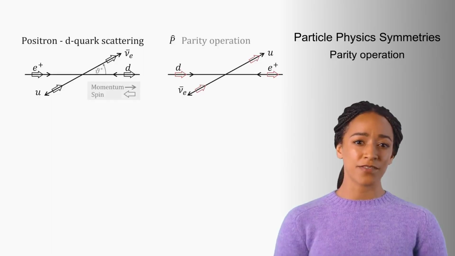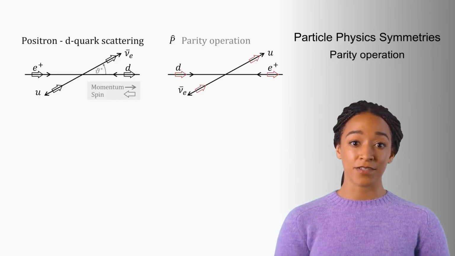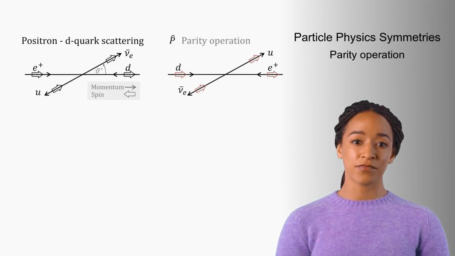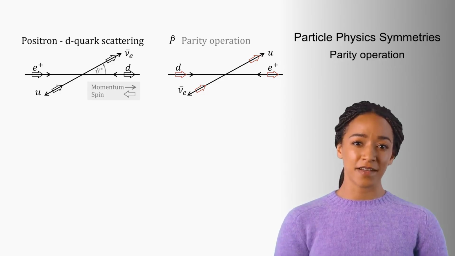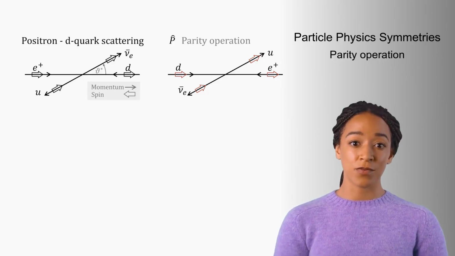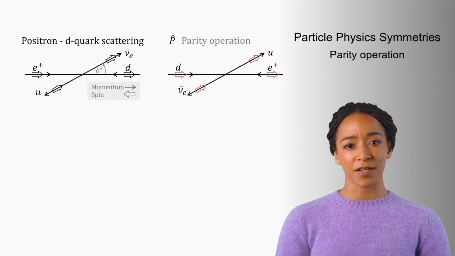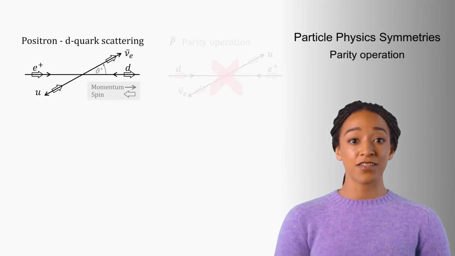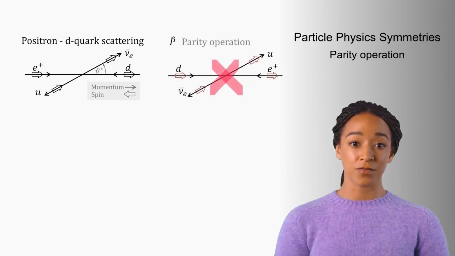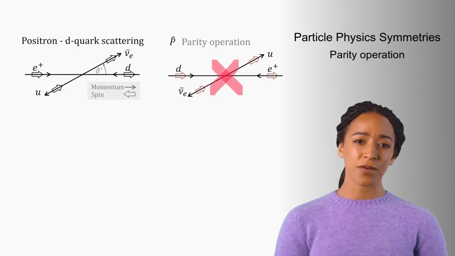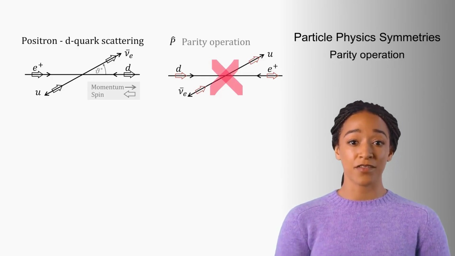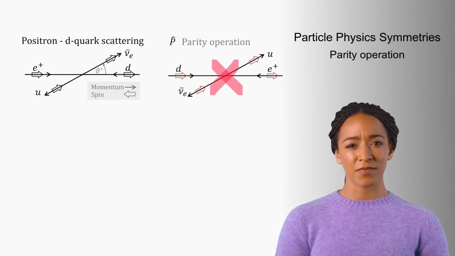Now we perform the parity operation. Upper left is the original scattering. Upper right is the parity-operated scattering. The momenta are flipped, but not the spins. Look at the spin and momenta. A matter particle such as the d-quark would be right-handed and the antimatter positron left-handed. This is not observed in charged weak interactions with W exchange. Therefore, we cannot perform a parity operation and receive a valid scattering process. We state that parity is violated in weak interactions.